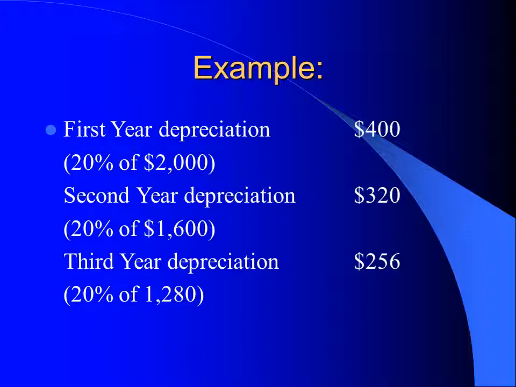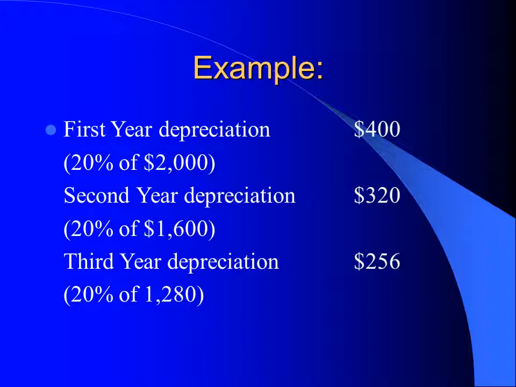In the second year, 20% is charged on $1,600. That was the balance of the cost remaining after charging first year's depreciation. So the balance available in the second year is $1,600, and we apply 20% on this figure of $1,600 to calculate depreciation at $320. So $320 is the depreciation charge for the second year.